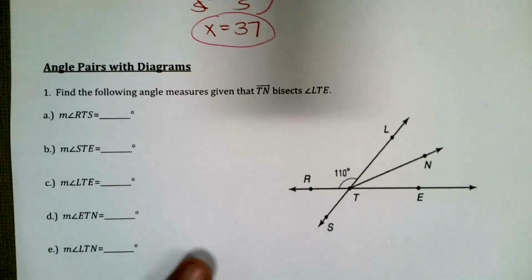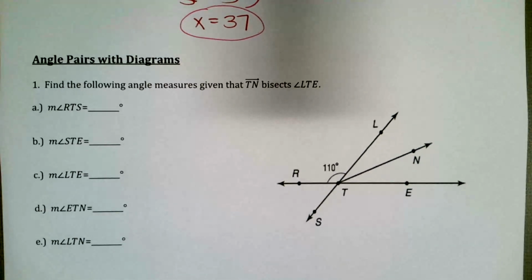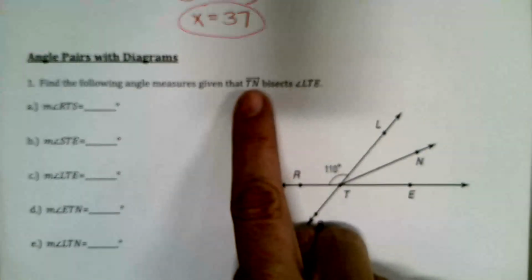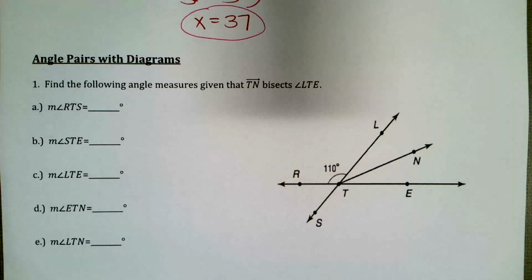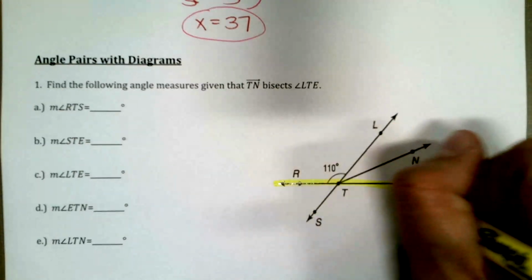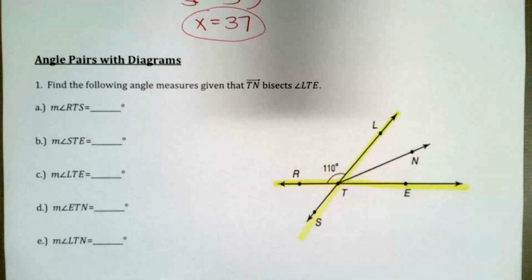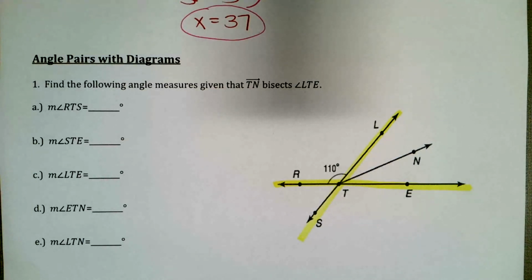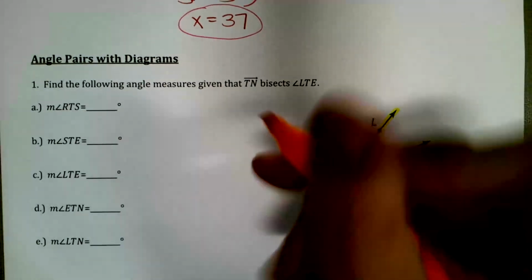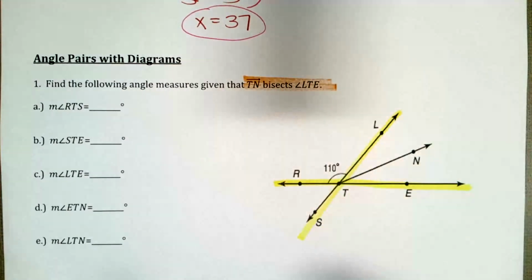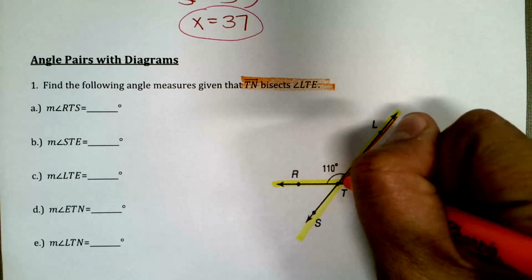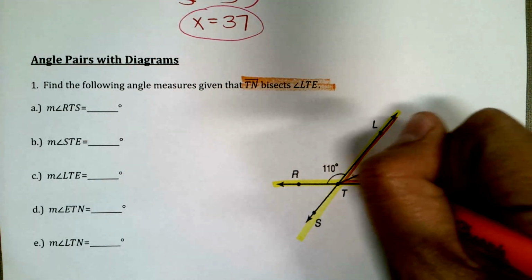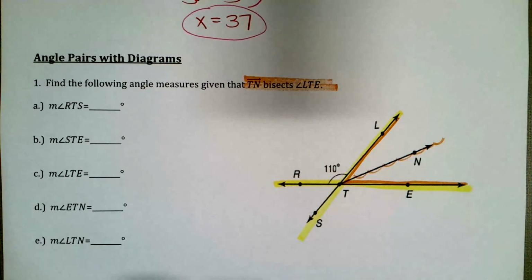Okay, let's look at an angle pair problem with a diagram. So find the following angle measures given this diagram and that ray TN bisects angle LTE. So first let's start with our straight lines. So we have a line here and a line here. So that might be helpful. Then let's look at this information. Ray TN bisects angle LTE. So angle LTE is here, and that's the angle bisector.